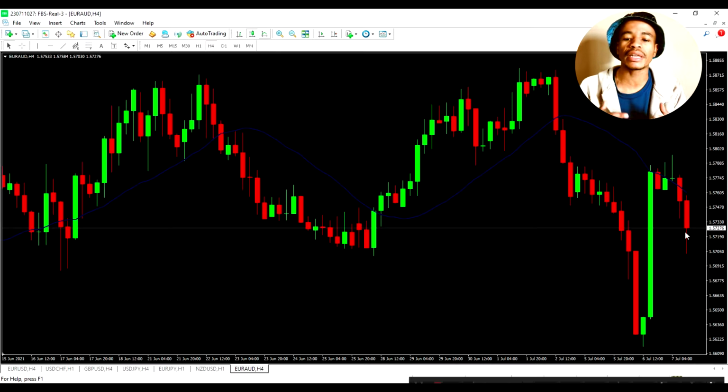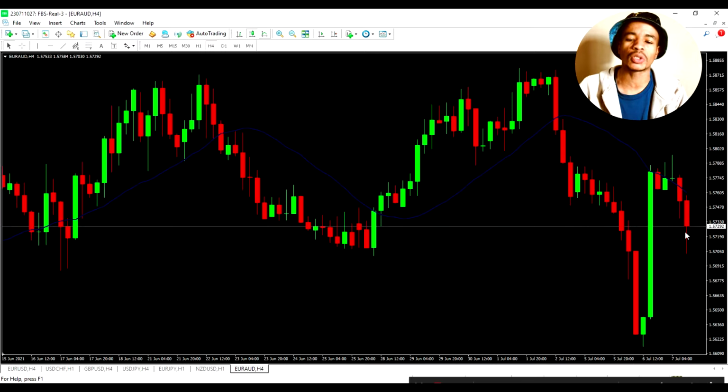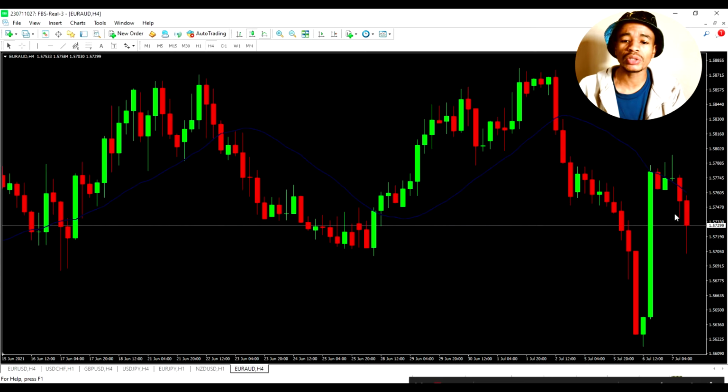So this can give us an indication that the market might still continue going down. As long as it's still below that, we need to be looking for selling opportunities instead of buying opportunities. So that is the first thing that you need to do. You need to have this moving average right here, which will indicate your trend. But then we are not done.